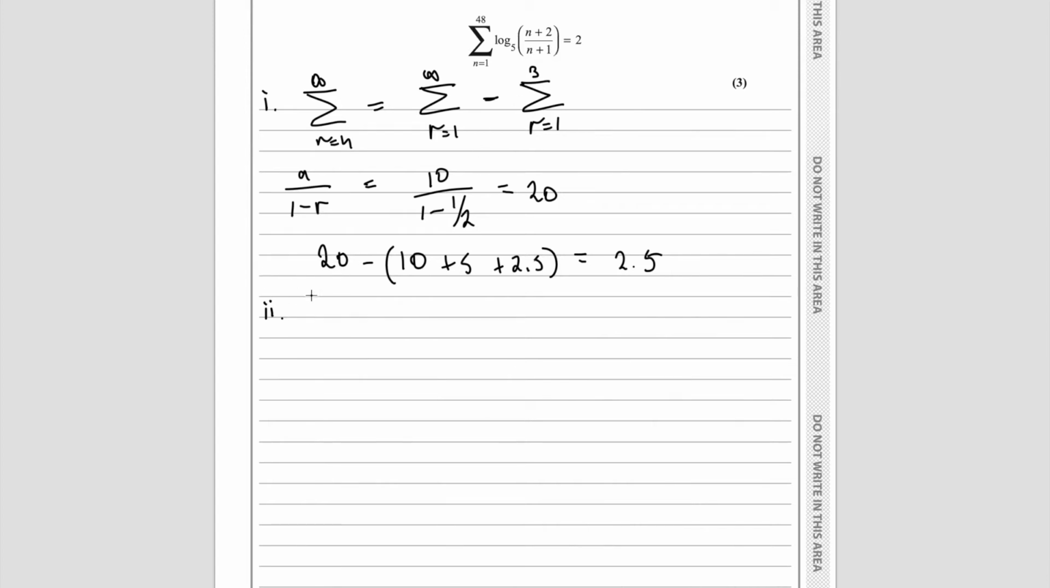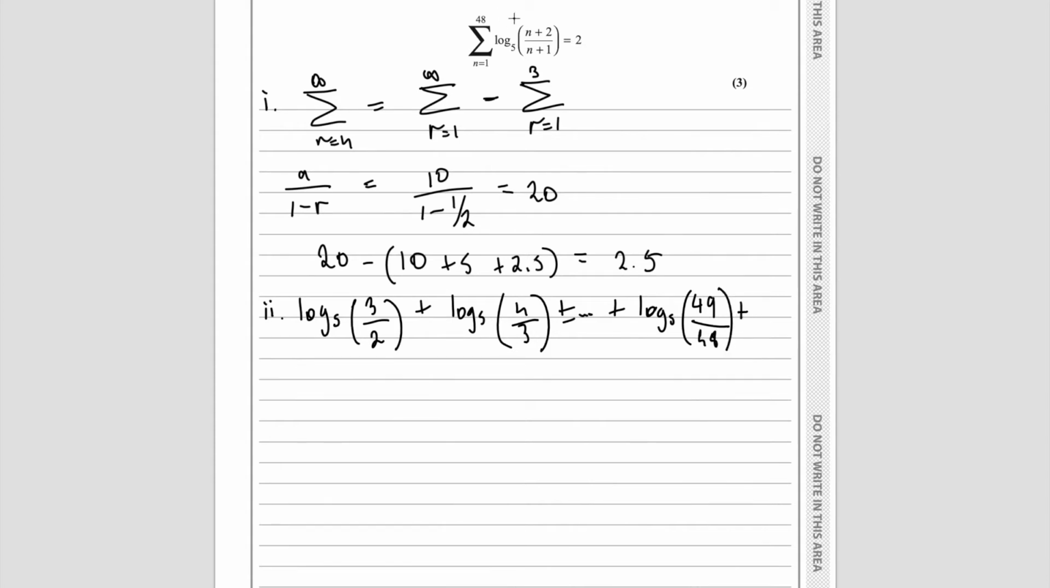So say if we plugged 1 into this, what would we get? We'd get log base 5, plugging 1 into there would get 3 over 2. We'd add that to what we'd get if we plugged 2 into there, which would be log base 5, 4 over 3. And let's skip a couple terms now, and let's find ourselves at 47. So we'd get log base 5, would get 49 over 48.